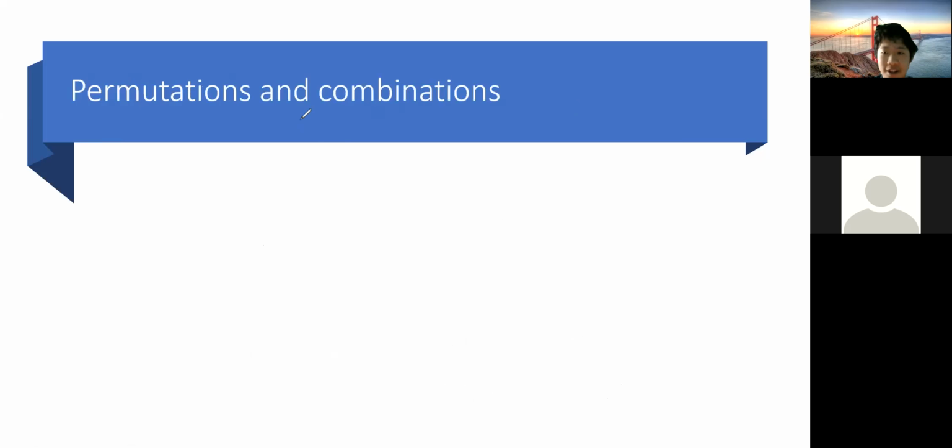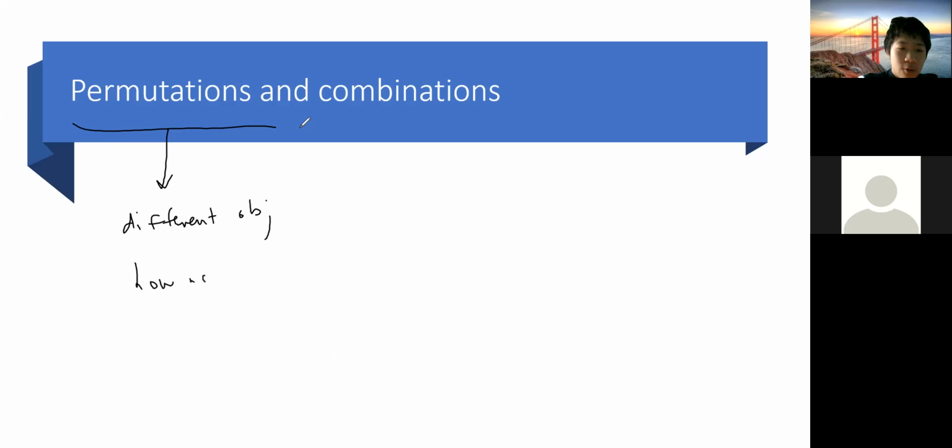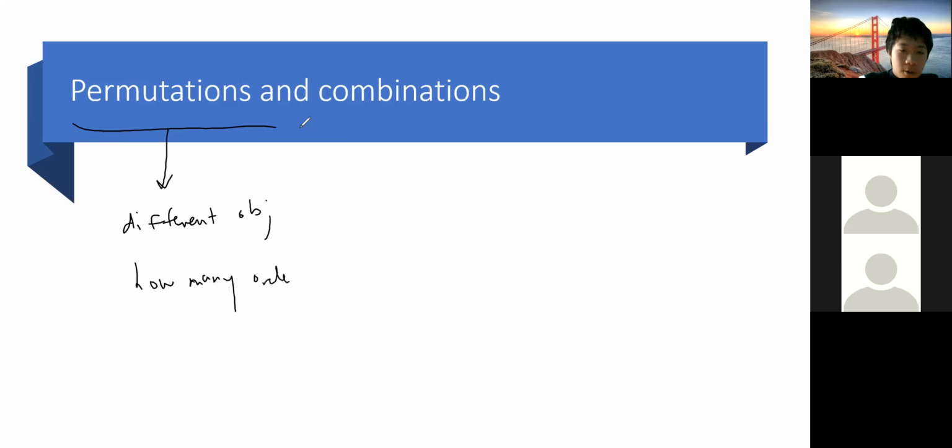This is probably the hardest part of this whole class. Okay, so the first thing is permutations. What is a permutation? The definition is if we have different objects, how many ways can we arrange them in a line? How many orders are possible to arrange them in a line?